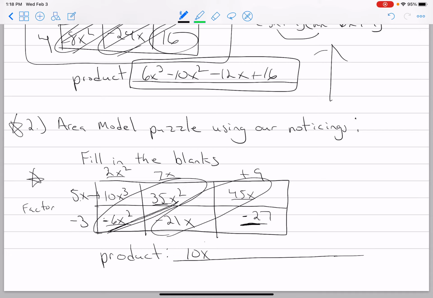So 10x cubed, plus 29x squared. When I put these like terms together, 45 minus 21, 24. So it's going to be plus 24x minus 27. Right, so we're using what we know to figure out what happens around it.